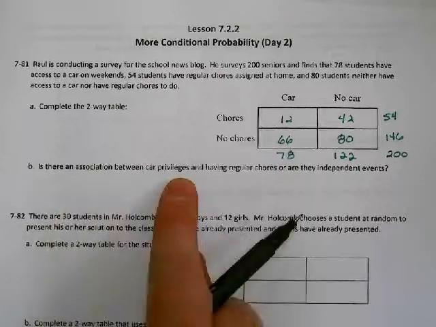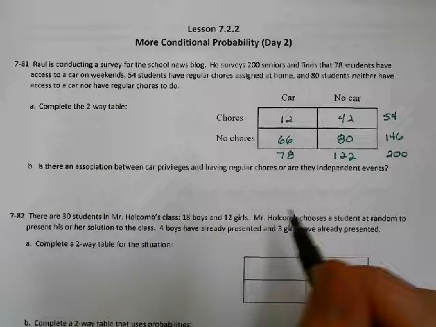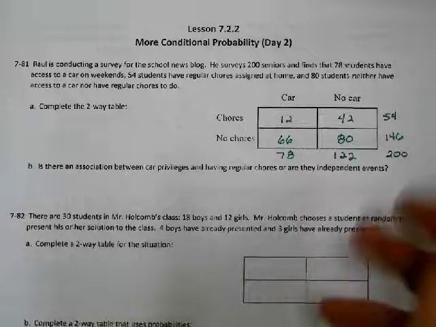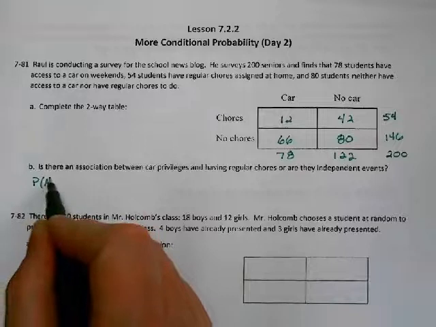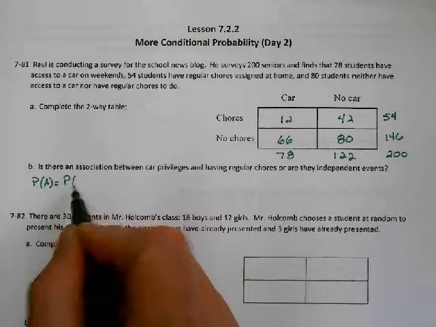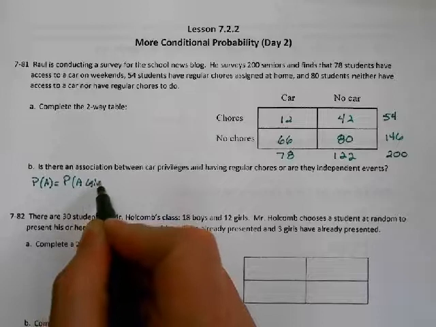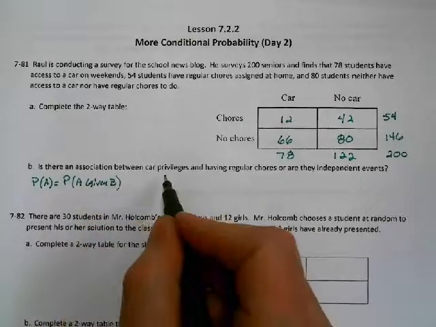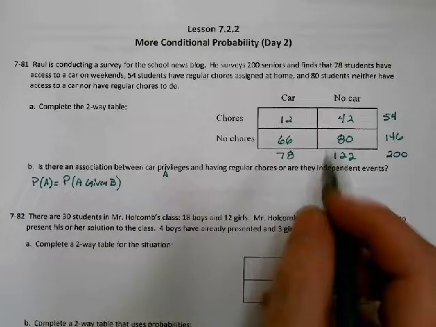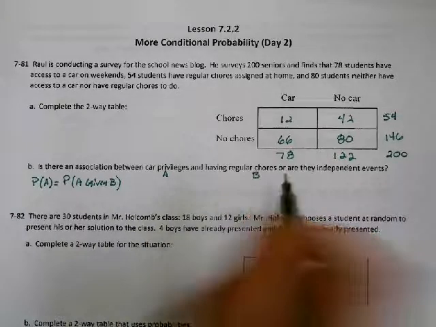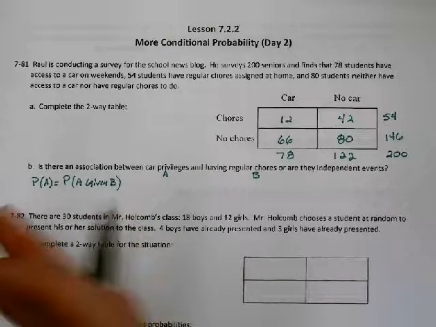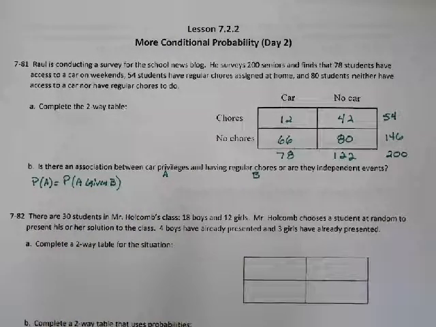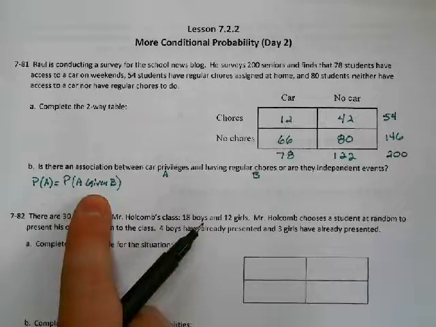Is there association between car privileges and having regular chores, or are they independent? So if they're independent, we would say that the probability of A should be equal to the probability of A given B. So let's call having a car A, and let's call doing chores B. So if these two probabilities are equal, they're independent and they're not associated, meaning that one's not causing the other to happen. If this is not equal, then they are associated. One is affecting the other.